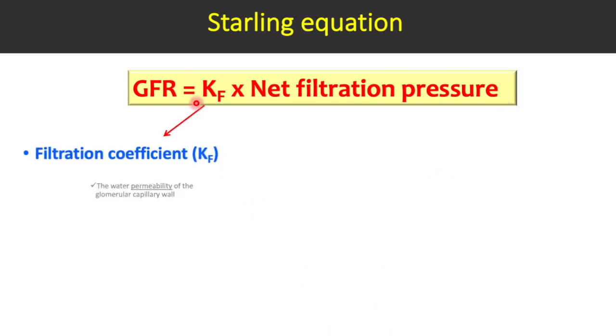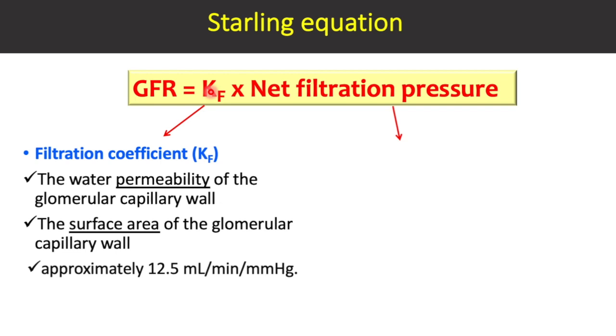The filtration coefficient, Kf, is the water permeability or hydraulic conductance of the glomerular capillary wall. The two factors that contribute to Kf are the water permeability of the glomerular capillary wall and the total surface area of the glomerular capillary wall. It is approximately 12.5 milliliters per minute per millimeter of mercury.